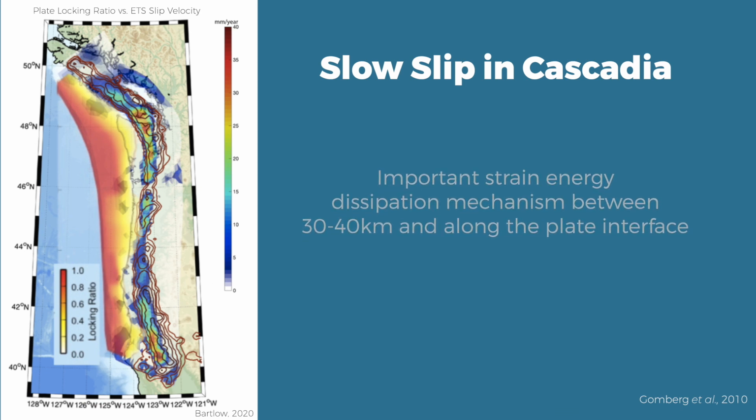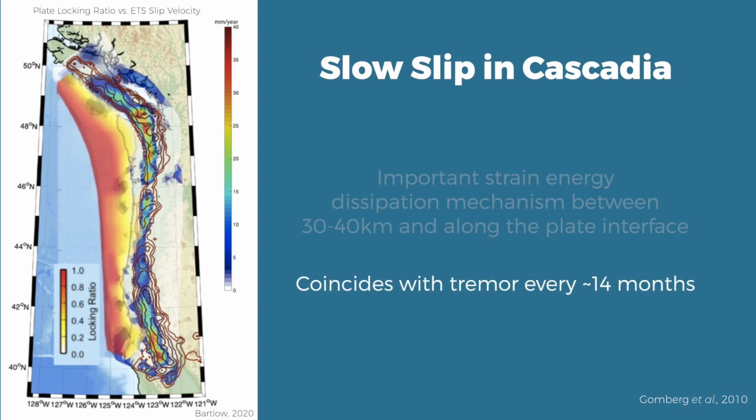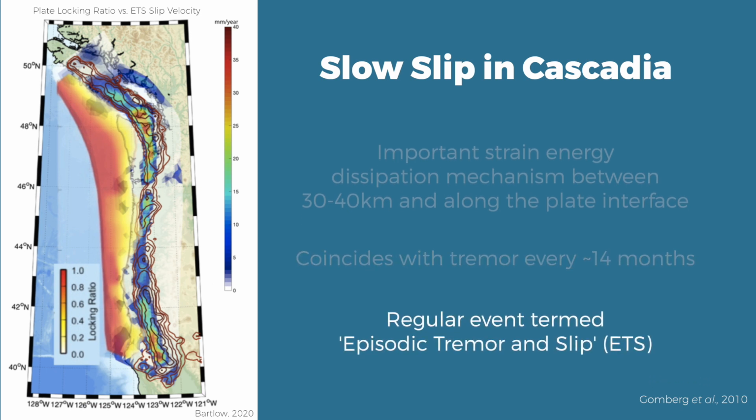An important aspect of slow slip is the regular pattern it follows. Every 14 months or so, slow slip and tremor coincide in Cascadia. This regular event is given the term episodic tremor and slip, or ETS for short.